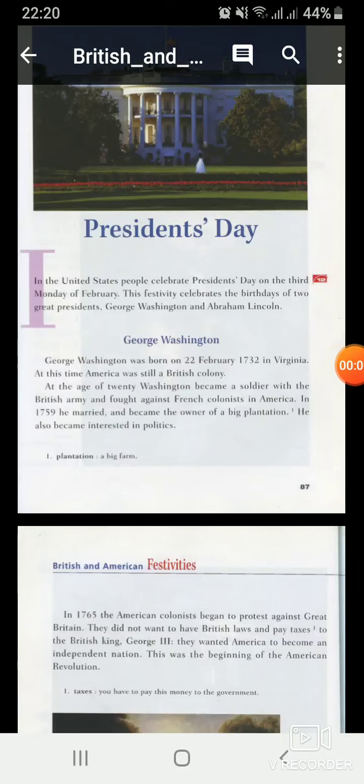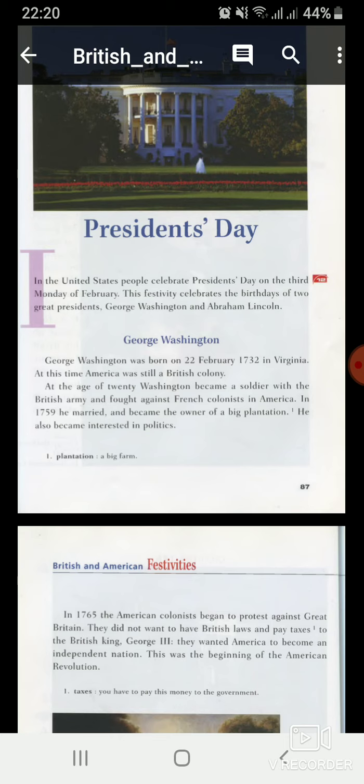Hi guys, today I introduce President's Day. In the United States, people celebrate President's Day on the third Monday of February. This festivity celebrates the birthday of two great presidents, George Washington and Abraham Lincoln.